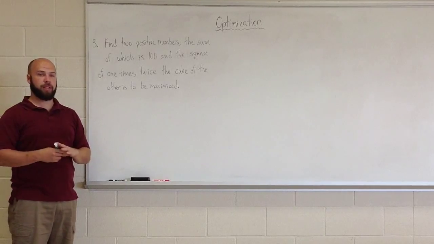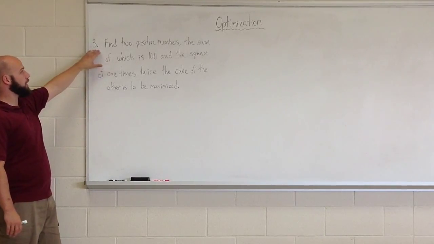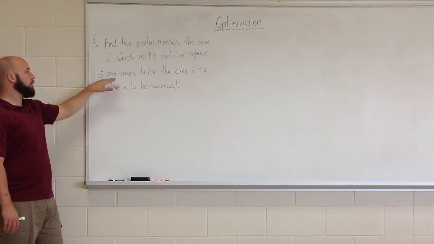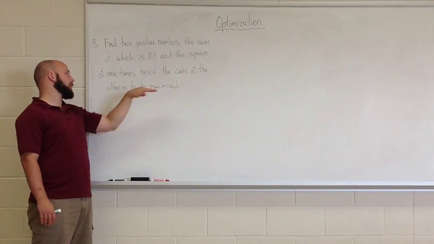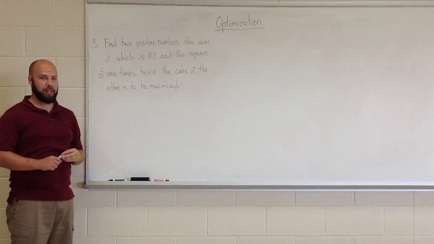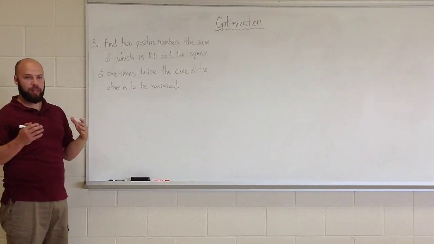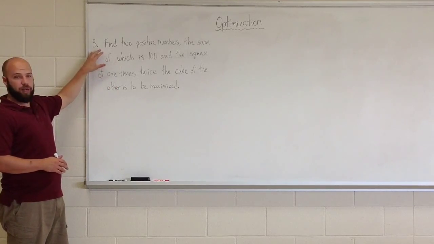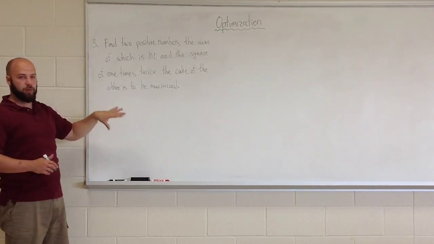Going to do a third optimization problem. This one says find two positive numbers, the sum of which is 100, and the square of one times twice the cube of the other is to be maximized. You can't really get a diagram out of this, but you can directly translate the words into equations.